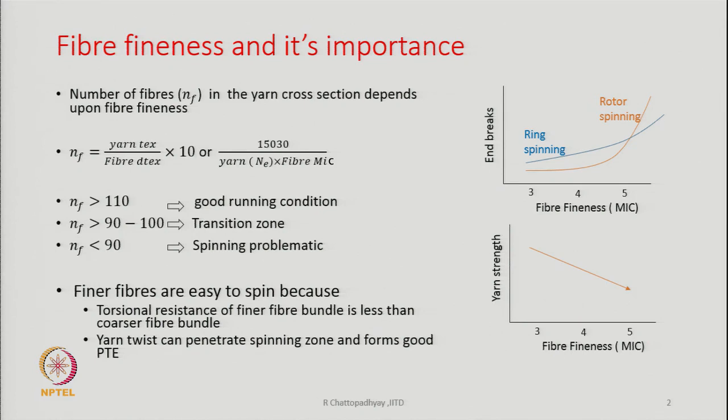First of all, irrespective of the spinning, the number of fibers in the yarn cross section depends on fineness of the fiber for a given count of yarn. When the yarn count is fixed, how many fibers are there in the cross section of the yarn will be decided by fineness of the fiber. It is not dependent on which spinning system we use, whether it is ring spinning, rotor spinning or any other spinning, does not matter. The number of fibers in the yarn cross section is dependent only on fineness of the fiber for a given count of the yarn.